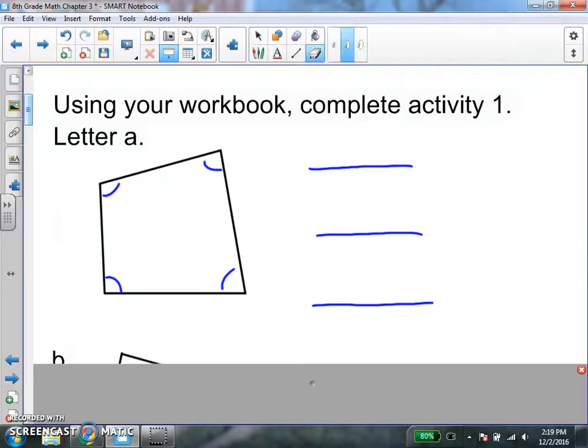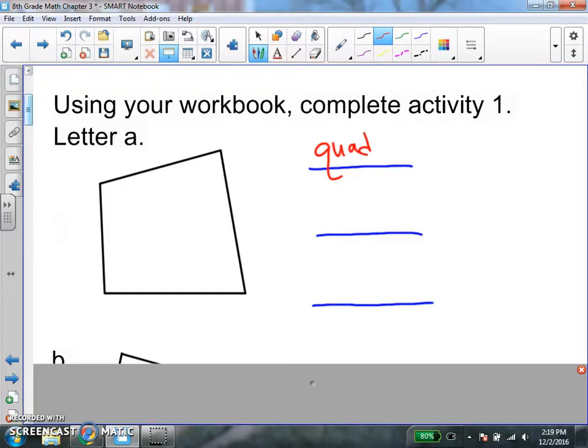The very first thing I can tell about this shape is that it has four sides. Does anybody remember what a four-sided shape is called? Well, if you said quadrilateral, you are correct. Quad meaning four. The next thing you had to do was say how many sides it has. You can see pretty easily it has four sides. And lastly, you have to say what the sum of the interior angle measures is. So when I add my four angles together, what should I come up with?